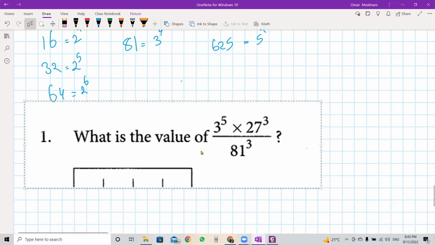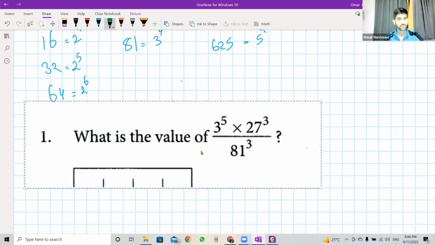Okay, now we have the same bases, so we can use the rules. You add the 5 and the 9, that is 14, and then you subtract the 12, which gives 3 to the power of 2, which is 9. Nice, correct.